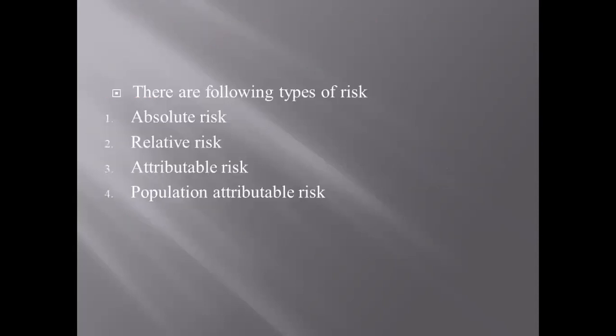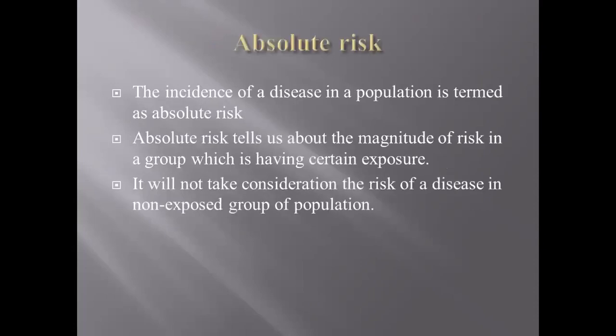So now comes the risk. There are the following types of risk: absolute risk, relative risk, attributable risk, and population attributable risk. Absolute risk: the incidence of a disease in a population is termed absolute risk. Absolute risk tells us about the magnitude of risk in a group which has a certain exposure. It will not take into consideration the risk of the disease in the non-exposed group of the population.